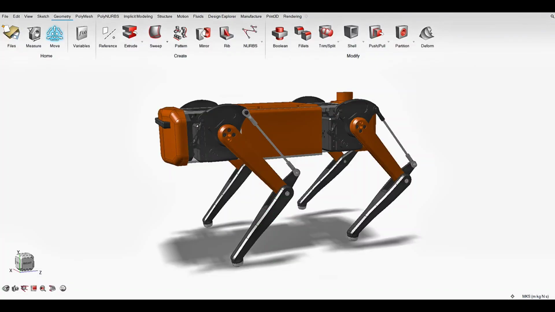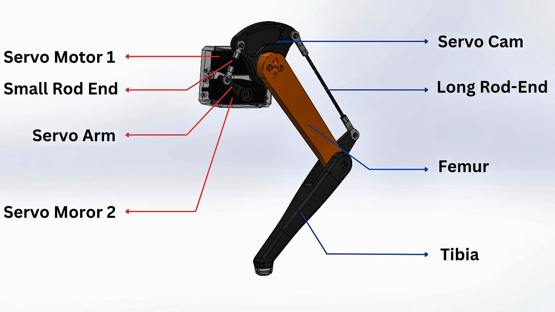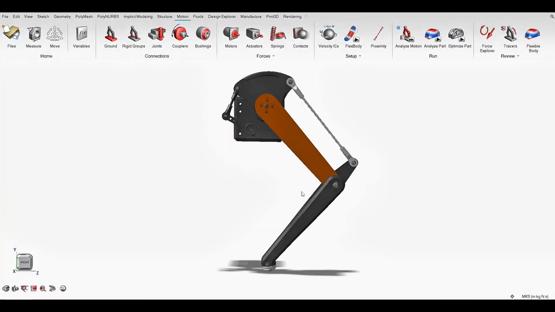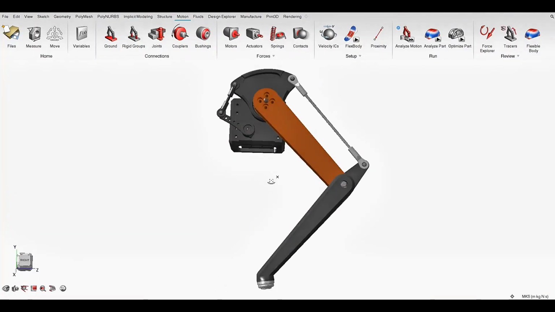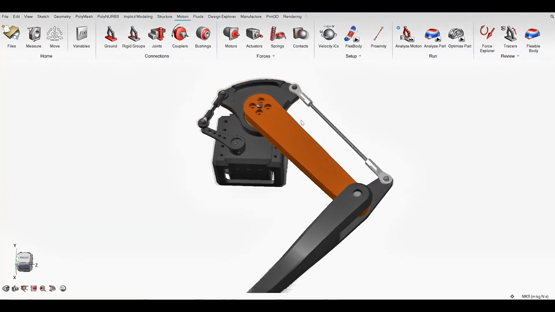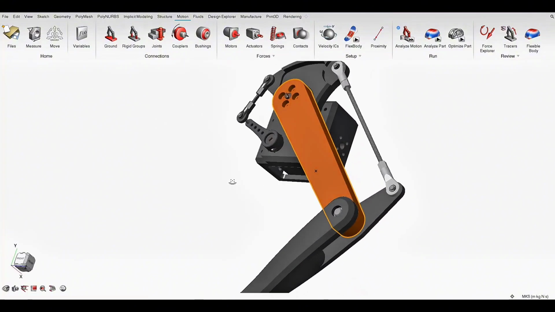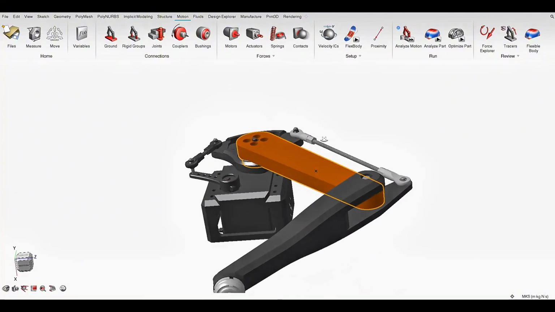This is the assembly of the quadruped robot that I'll be optimizing. In this robot leg, I'll be optimizing the servo cam, the femur, and the tibia. First, I isolated the robot's leg to analyze its motion and structural behavior separately. This helped in identifying areas for weight reduction without affecting the rest of the system.